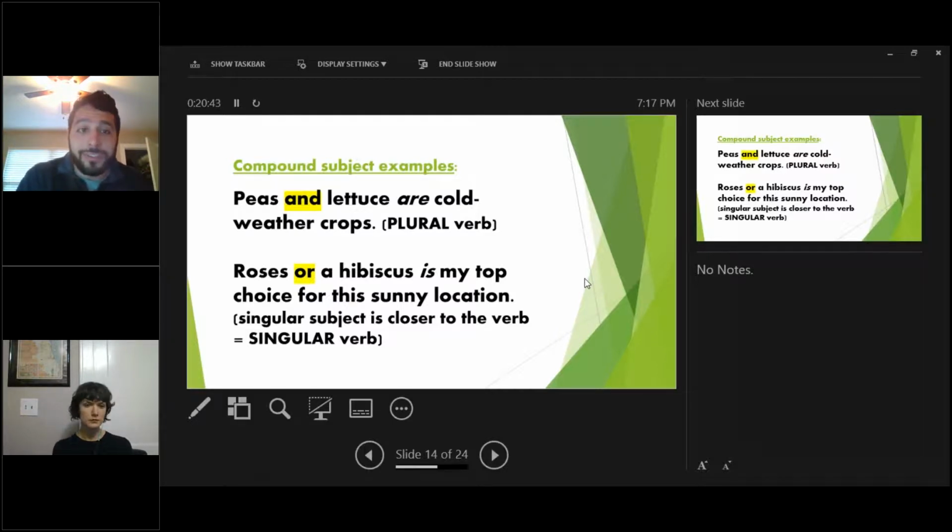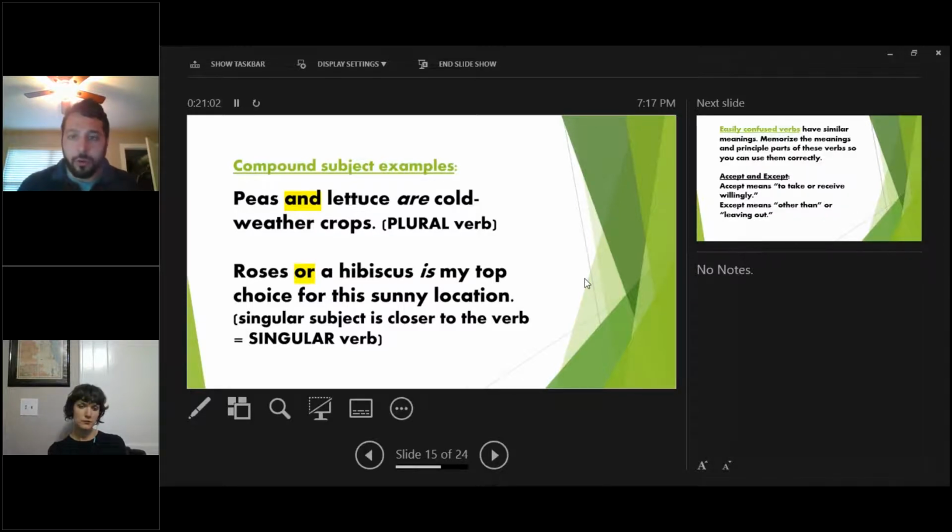This first one, peas and lettuce are cold weather crops. Now, as we discussed earlier, are is the plural version of be, and peas and lettuce compound two subjects. A plural subject needs a plural verb, are. And that's our first rule. So now here's our second rule. Roses or a hibiscus is my top choice for this sunny location. So a hibiscus, just one flower, is my top choice for this sunny location.